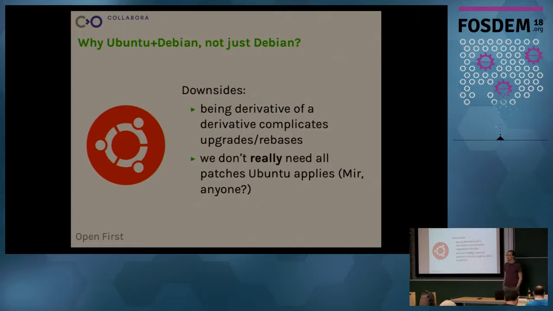So we are currently reconsidering this decision, and we might change back to Debian, because lots of issues Debian had when the decision was taken are no longer issues, and it might make sense to rebase to Debian LTS, for example.